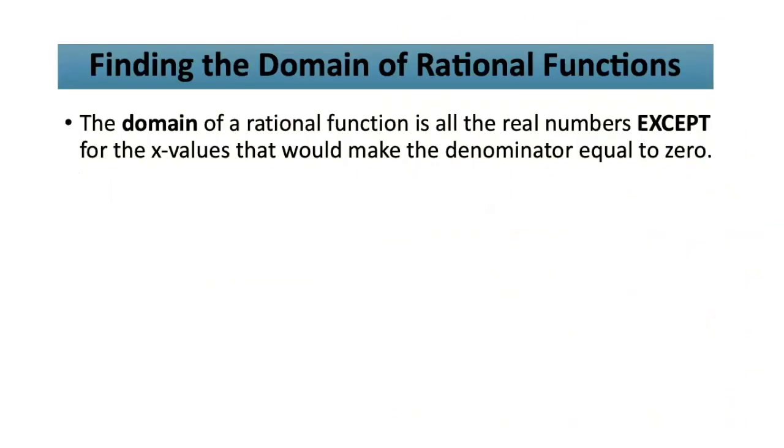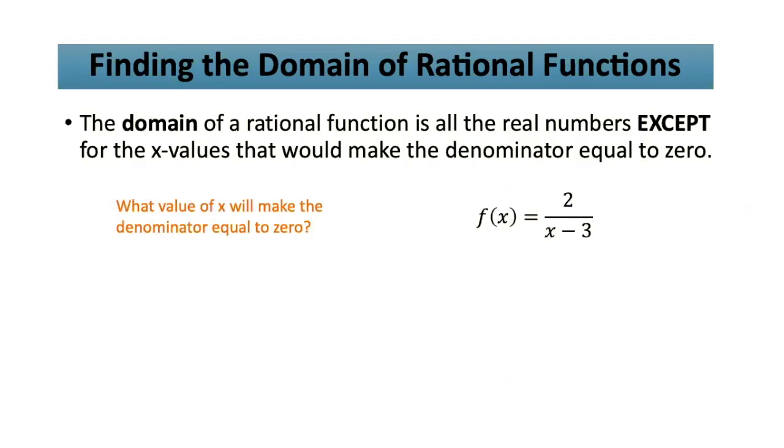Here's how you find the domain of rational functions. The domain is always going to be all real numbers except for the x values that would make the denominator equal to 0. That would cause a division by zero error. So in the case of this rational function, what value of x will make the denominator equal to 0?